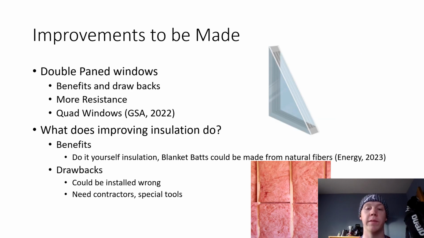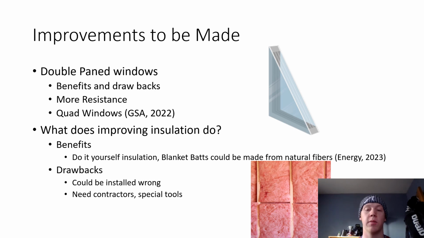Here are some improvements that we could make. Some improvements that we could make are changing all of our single pane windows to double pane windows. Double pane windows are better. They have many benefits and very few drawbacks. They offer a larger resistance network. Quad windows says that having more window panes is able to retain heat and keep more heat in.